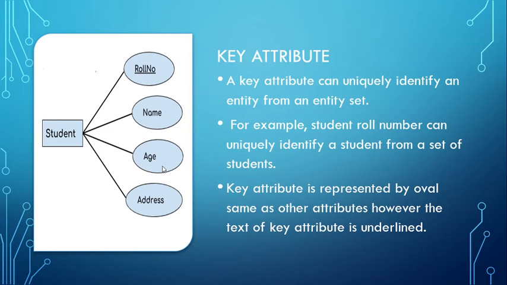However, there is a special thing: the text of the key attribute is underlined. Here if you observe, the text has been underlined. No other attribute is underlined. See, name is not underlined, age is not underlined, address is not underlined. Only the roll number is underlined, because with a name like Tina, n number of Tinas will be there.